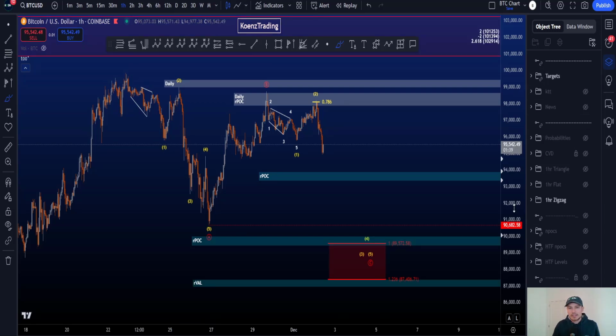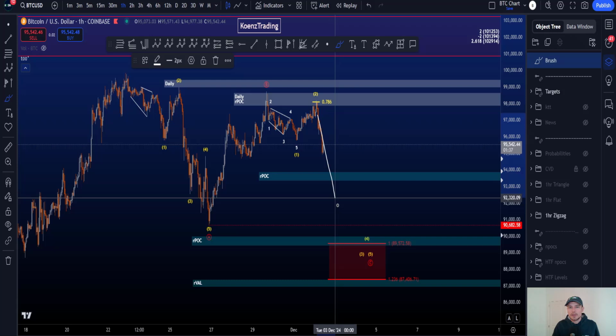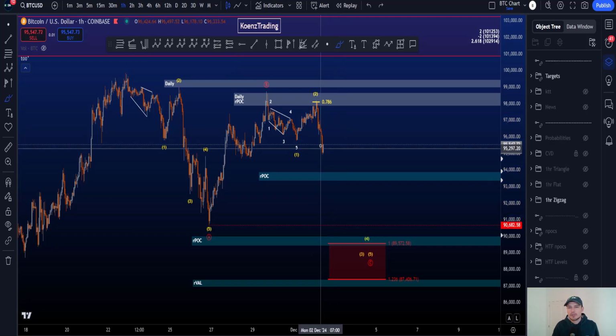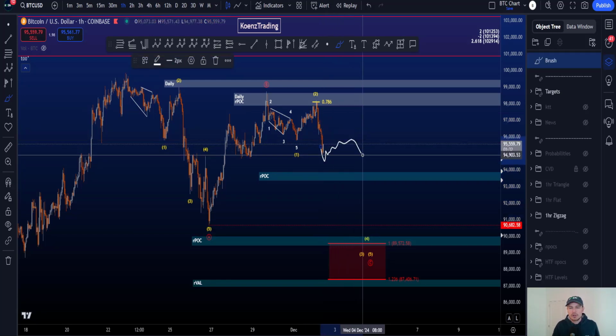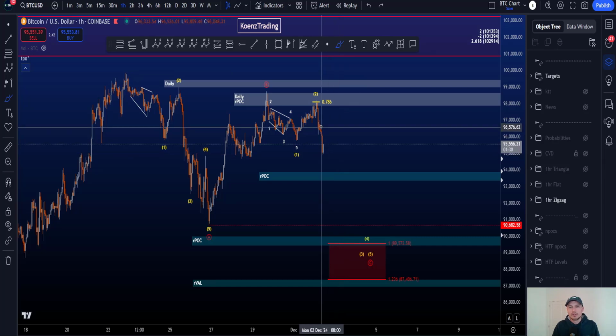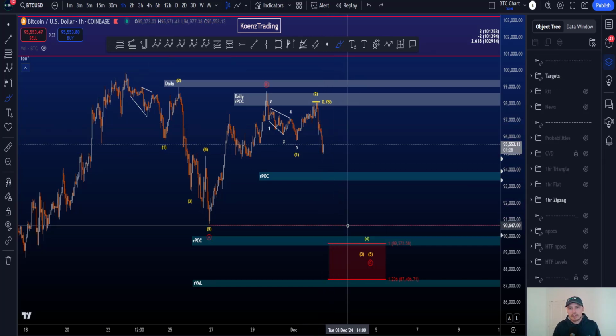Now, what you want to see in this scenario is a very impulsive wave 3 to the downside. So you don't want price to range sideways too long and all of that stuff. You want a high amount of volume and a quick structure to the downside.